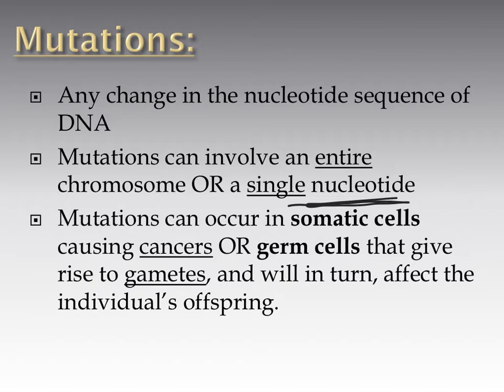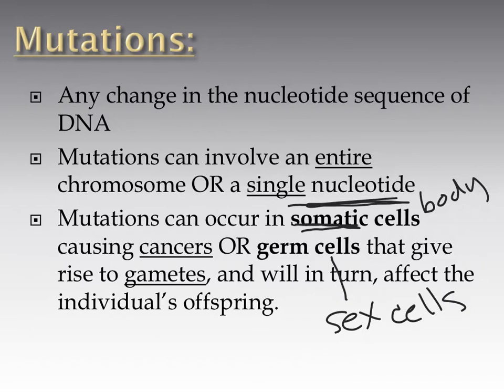Mutations can occur in somatic cells. If you remember, somatic cells are body cells, basically anything except the sex cells. That can cause things like cancer. Or they can occur in germ cells, which give rise to the gametes, the sex cells. And those kinds of mutations that affect the germ cells will actually be able to be passed on to future generations.